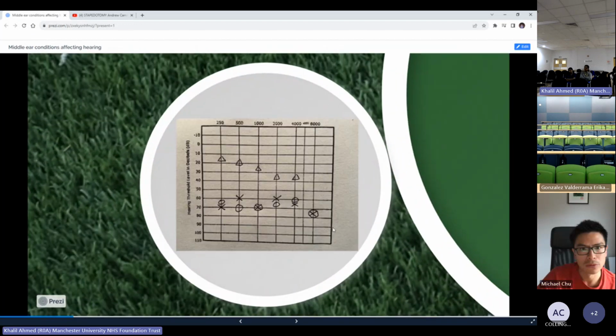Okay, there's the unmasked bone, and there's the air conduction. So you can't tell which ear this applies to. It might be both ears, in which case it's bilateral conductive, yeah? It might be that one is conductive and the other sensorineural. So you have to mask the bone to find out which ear it applies to.